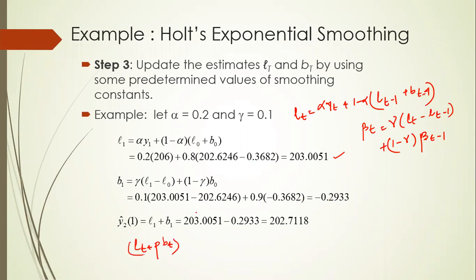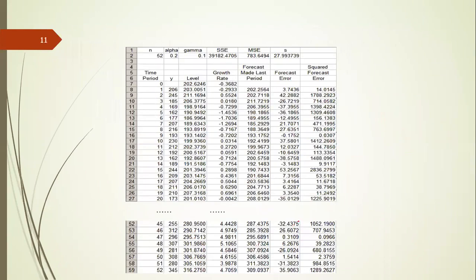From this relationship, we know that 203.0041 plus 1 period ahead, beta t, which is coming out to be 0.2933. So the forecast made last period is equal to 202.7118. This is the spreadsheet. So we started with alpha equal to 0.2, gamma 0.1. This is the initial level estimate and the initial growth rate also. This is coming from the equation.